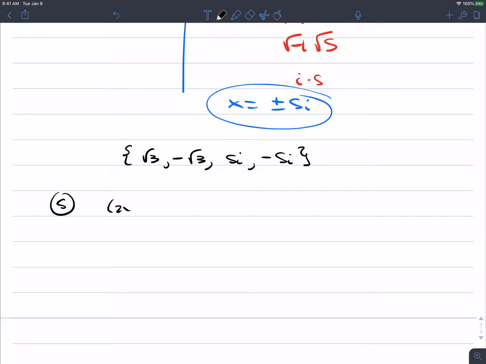Number 5. (2x minus 1) to the 2/3 power equals x to the 1/3 power.